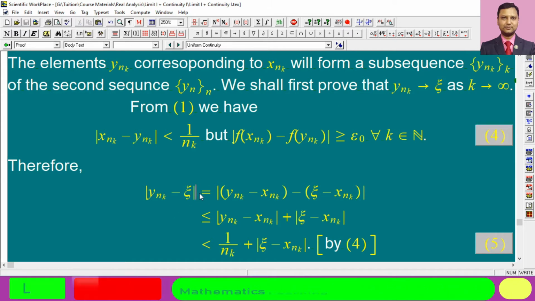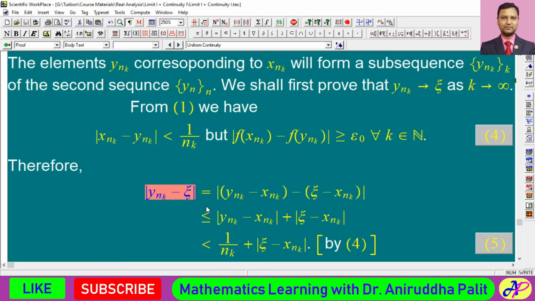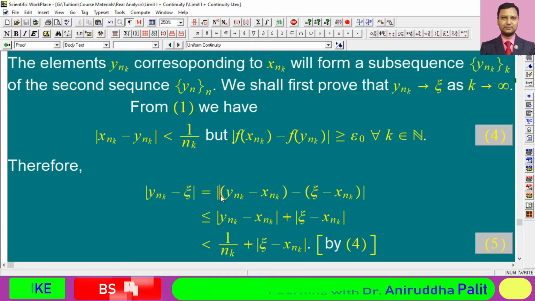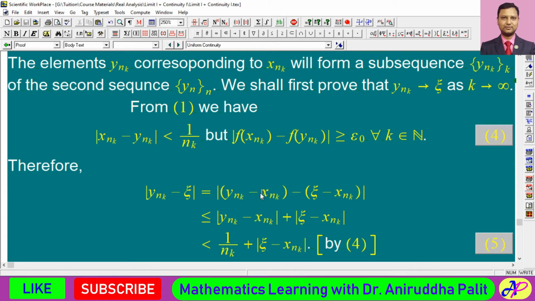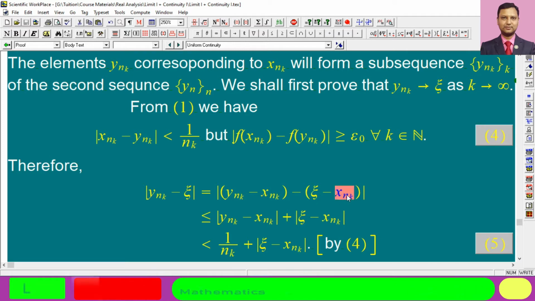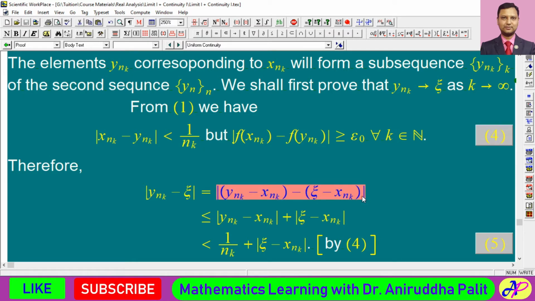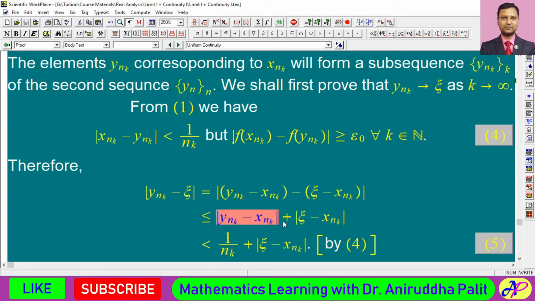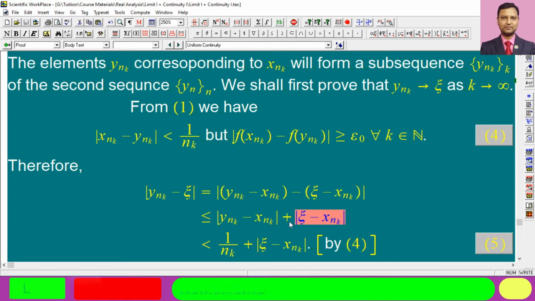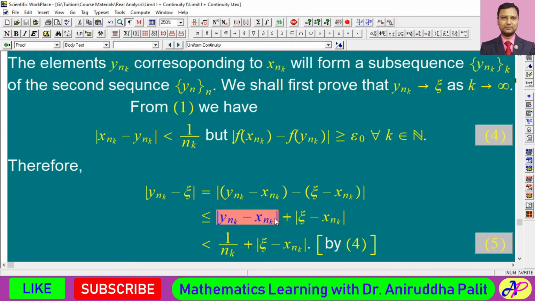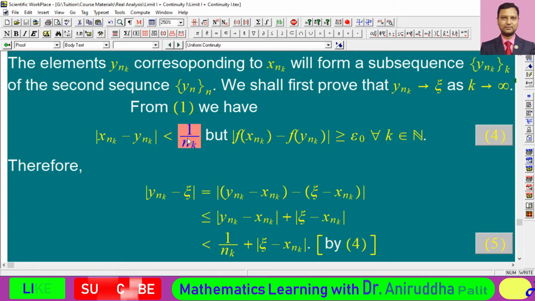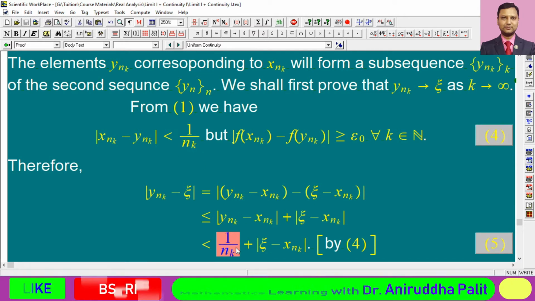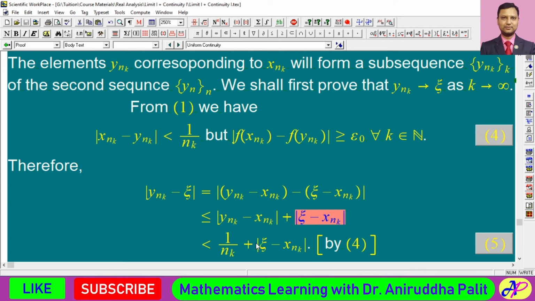Therefore we start with this difference, ynk minus xi. This difference can be written in this fashion. Over here we are subtracting xnk and then adjusting xnk, so we ultimately get this kind of result. This is in the form of modulus of a minus b, so modulus of a minus b is less than or equal to modulus of a plus modulus of b. And this ynk minus xnk is less than 1 by nk, and the second term remains the same.